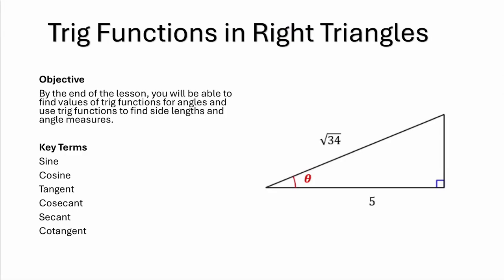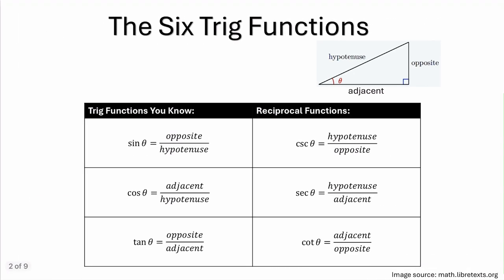So in this video, we're going to talk about how to find values of trig functions for angles and use trig functions to find side lengths and angle measures. You learned about the first three trig functions, which are sine, cosine, and tangent, back in geometry. Now we're going to learn about the reciprocal functions.